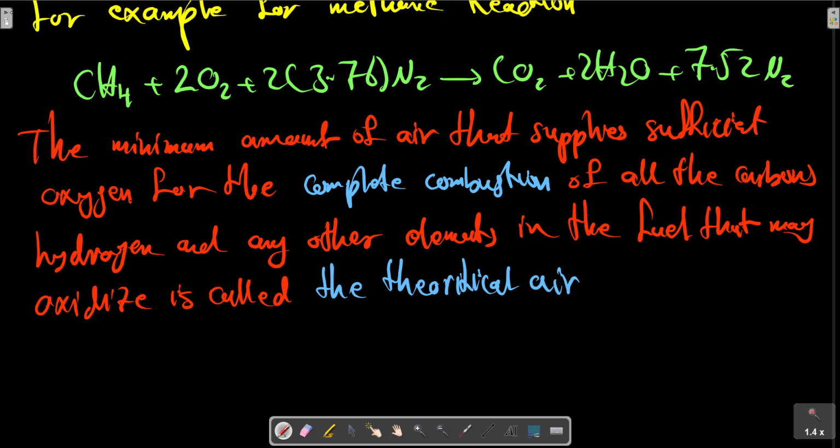When complete combustion is achieved with theoretical air, the products contain no oxygen.